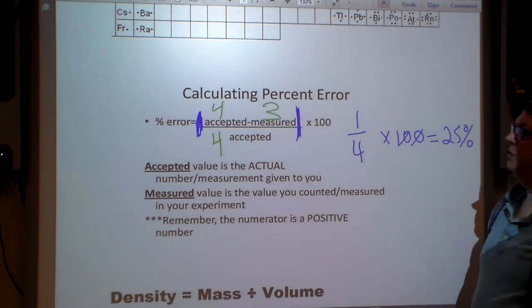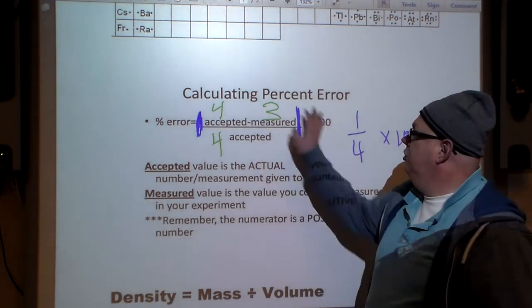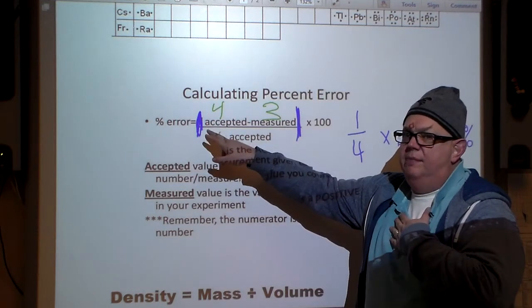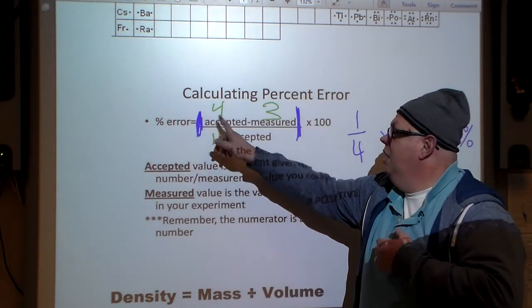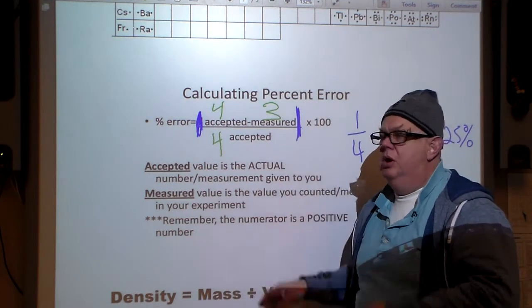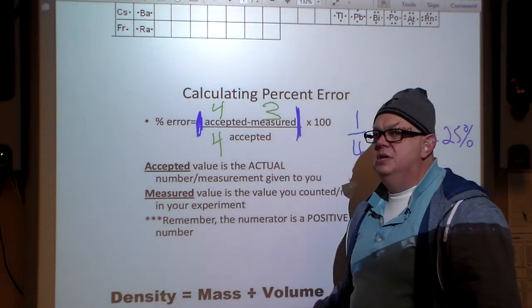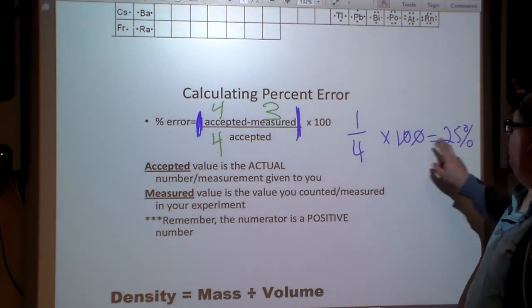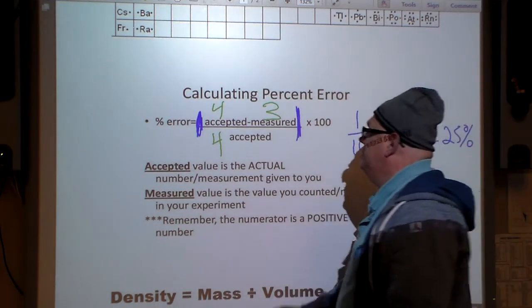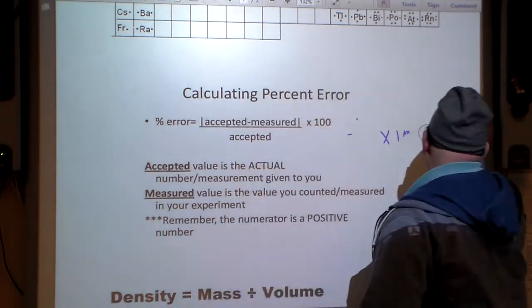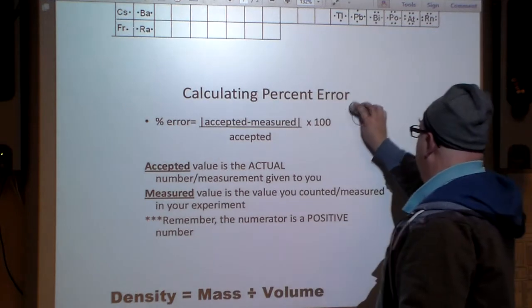Okay? So once again, for percent error, you have the formula. Measured is what you got, accepted is what's the true value. The top part, it's always going to be a positive number, even if you subtract here and it becomes negative. You multiply by 100, and that's what I showed you here, and you have 25% error in this example. Okay, I do need to move on, as we go through here.